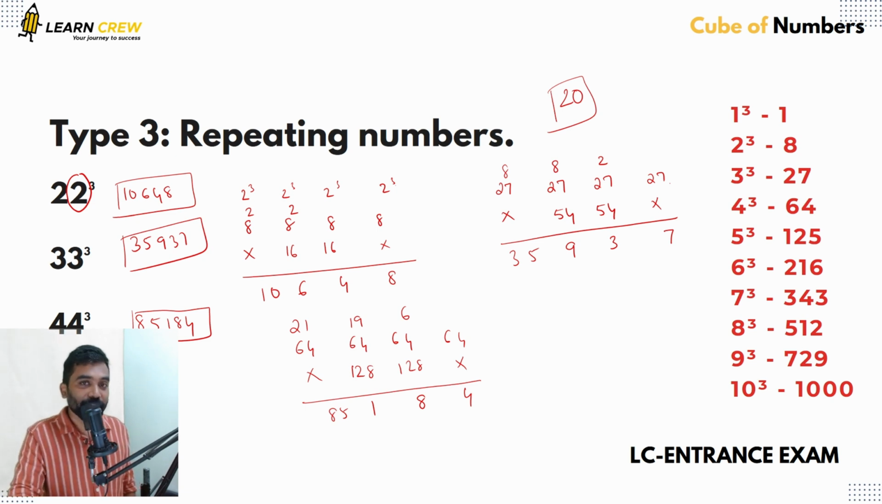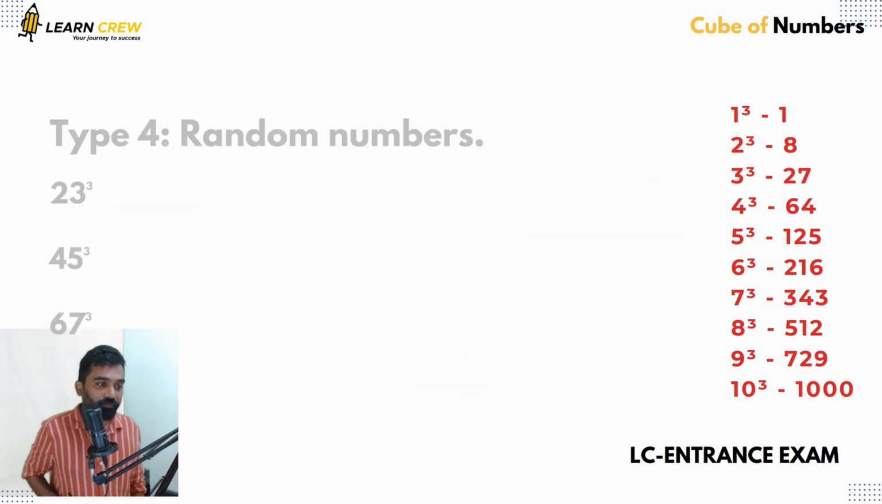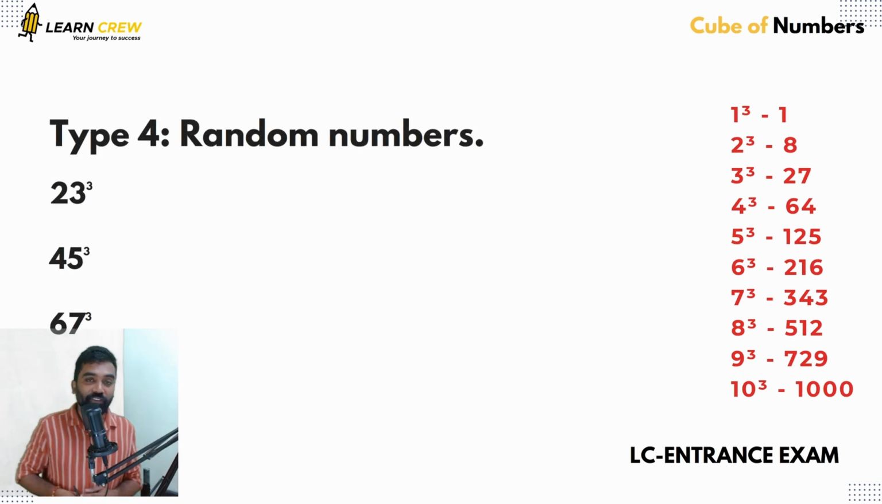Fine. Let's get to type number 4. Type number 4 is nothing but your random numbers. Under random numbers, it can be any number from 1 to 99. It can be 23, it can be 37, it can be 49, it can be 47, 45, whatever, random numbers. In that case, how do I do it?